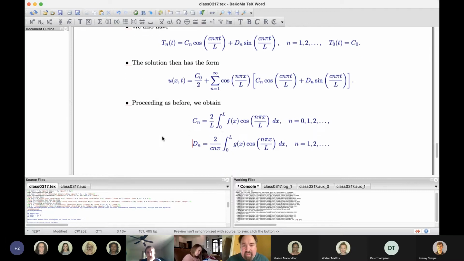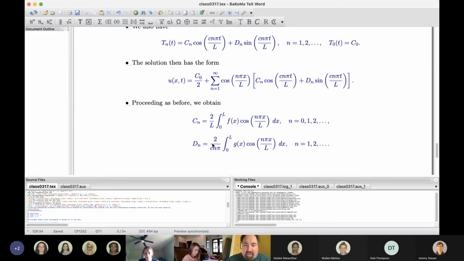Here are the formulas for Cn and Dn. Very similar to before. Again, n starts at 0 for the C's. The reason why we divide by 2 in this case, we don't absolutely have to, but that way we have one formula for all of the C's. That covers C0 and the other Cn. Whereas if I did not have this 1/2 factor here, I'd have a special case. C0 would be 1 over L times this integral.